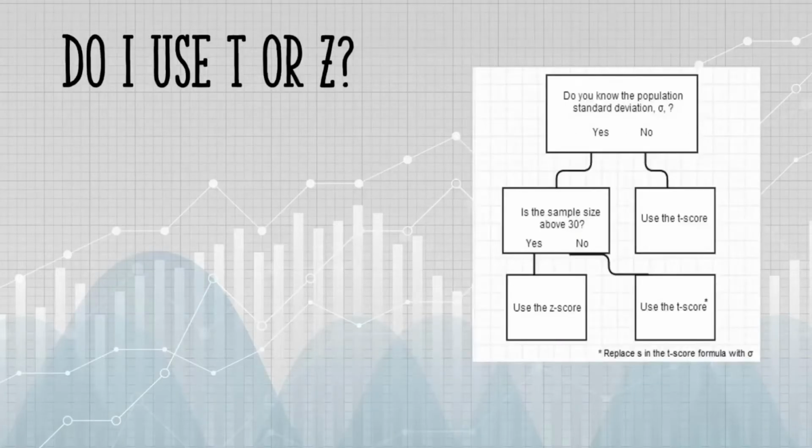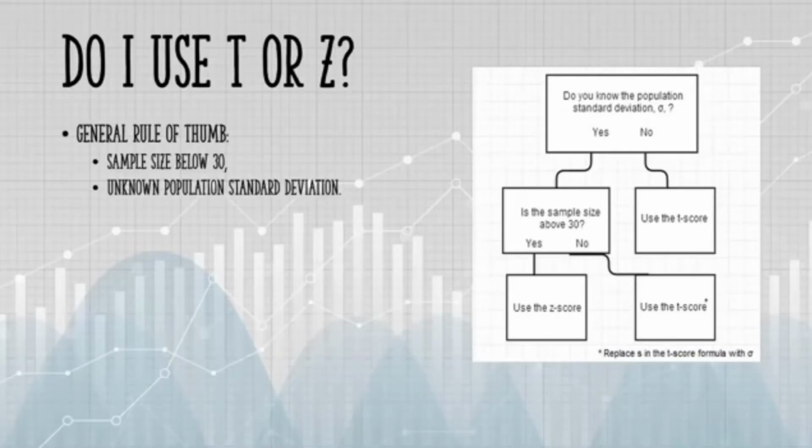A z-score and a t-score are both used in hypothesis testing. Generally, if you're taking elementary statistics, you'll use a z-score more often than you'll use a t-score, but in real life you're more likely to come across the t-distribution. There's a general rule of thumb for when you want to use the t-score.